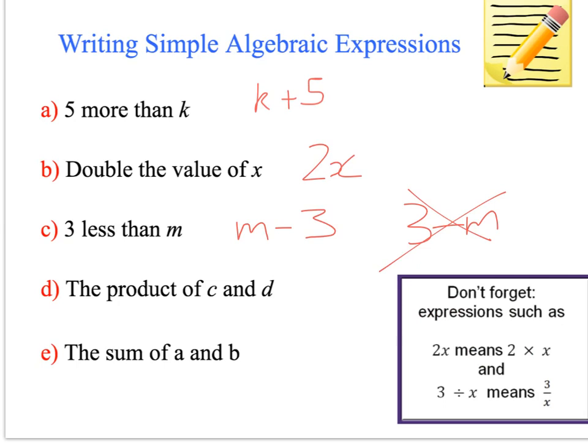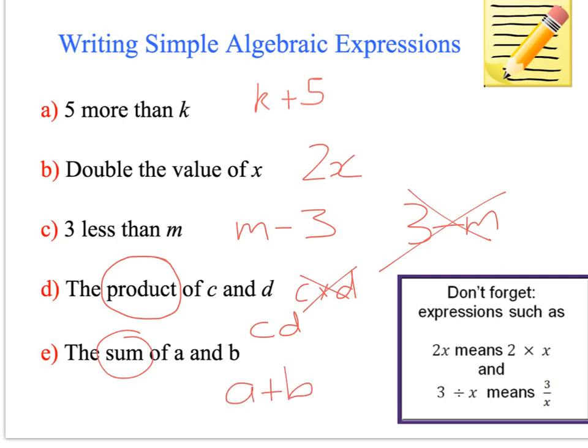Alright, now the product of C and D. So we know what we have to do. The product means multiplication. So when we are multiplying C and D, we don't do C times D like this. No, we don't do that. All we need to do is just write CD. They're next to each other, that means we multiply C times D. Alright, and then the sum of A and B, this gives us a signal as to the fact that it will be addition. So just do A plus B. Alright, pretty easy. You can do it.